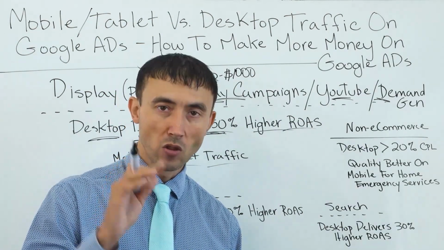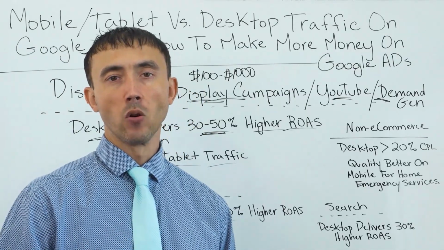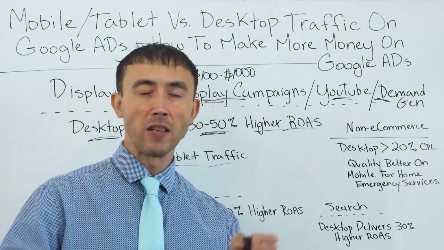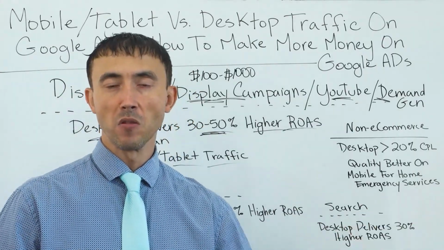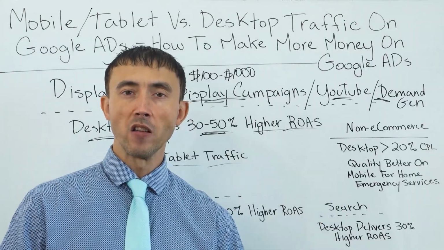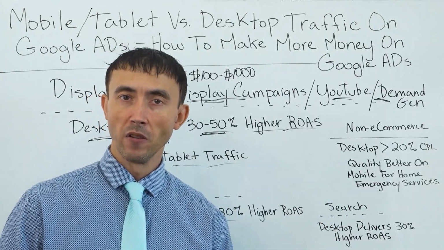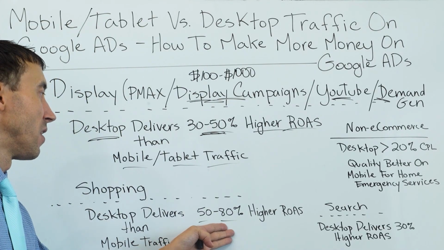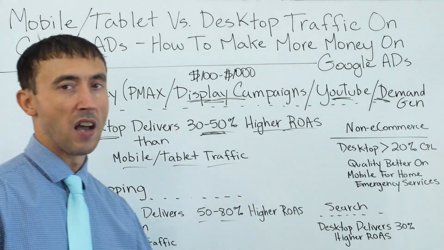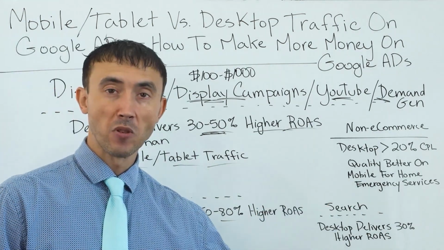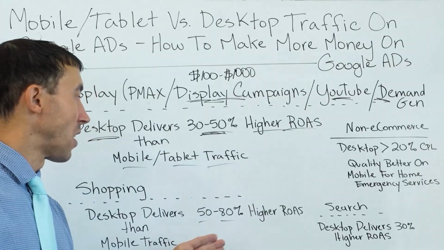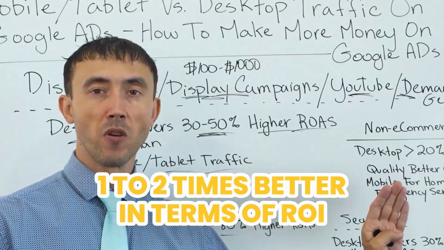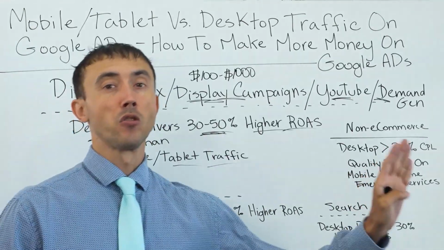So shopping, desktop does much better as a whole, at least in that middle of the ground or mid-range price point. Now, just to give you some comparison, if you're selling something for $20, a broom, whatever, in that particular case, it's not going to be 50 to 80% higher. It's going to be more like 20 to 50% higher. Whereas if you're on the other end of the spectrum selling something for multi-thousands, then desktop traffic is going to be 1 to 2 times better in terms of ROI, or twice as good to 3 times as good.